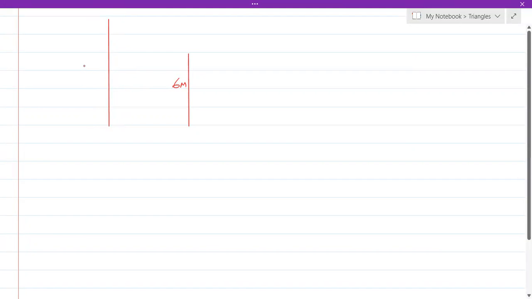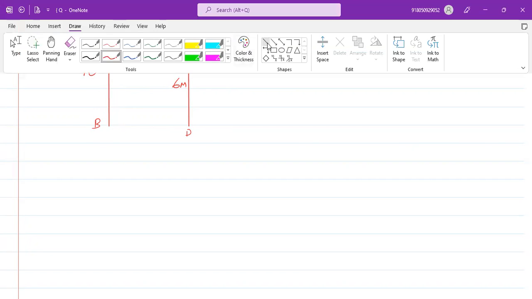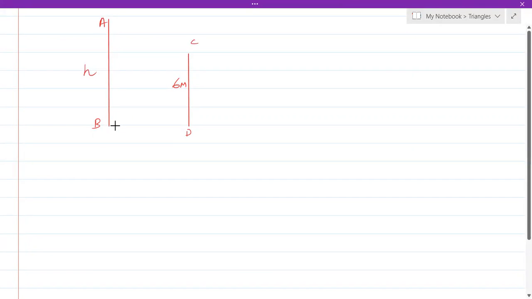We don't know what is the height of the tower. Let me take it as H. So let me mark the height of the tower as AB. And let me take the height of the pole as CD. Now, let's say the length of the shadow of the tower is from B to, let's say, E. And DE is the length of the shadow of the pole.